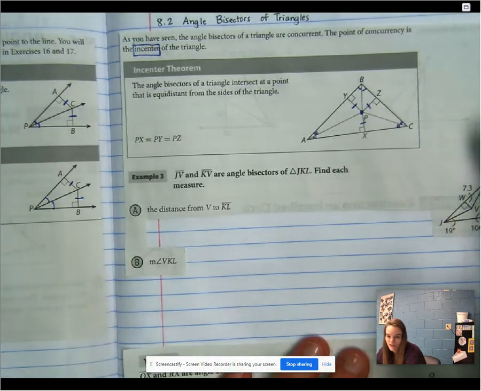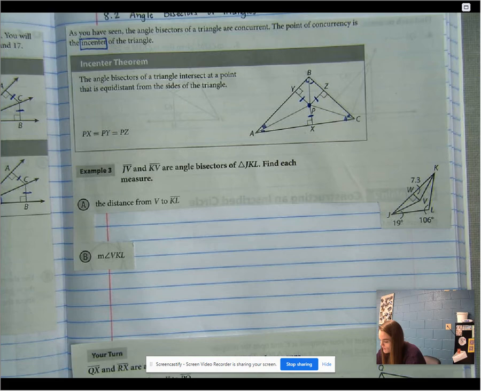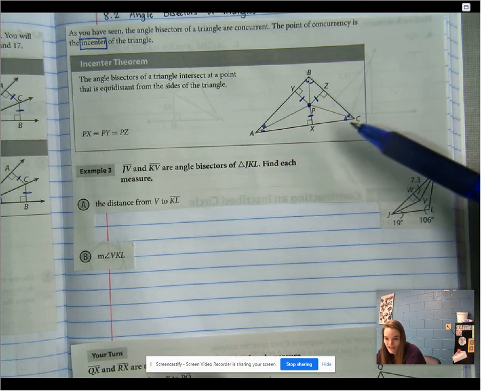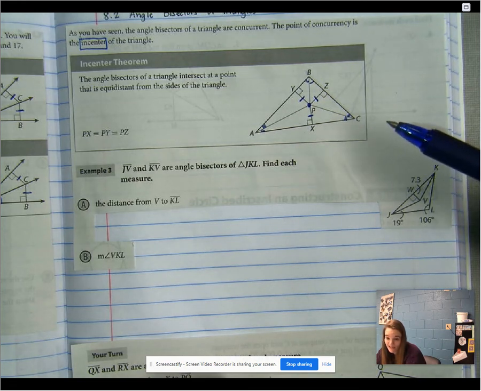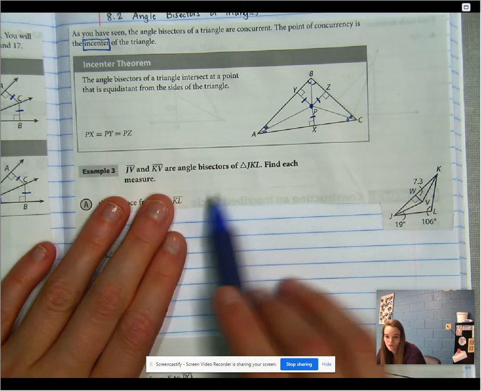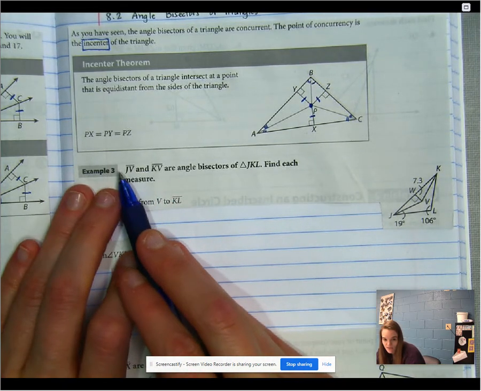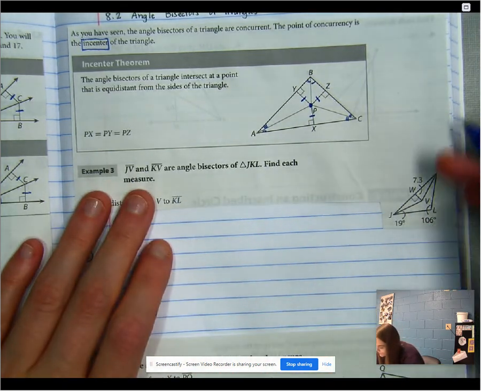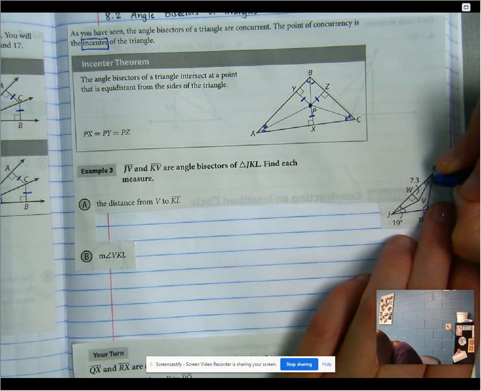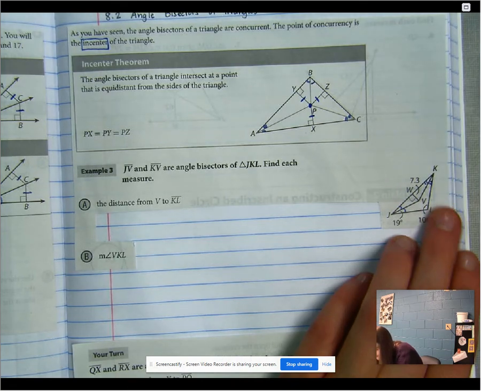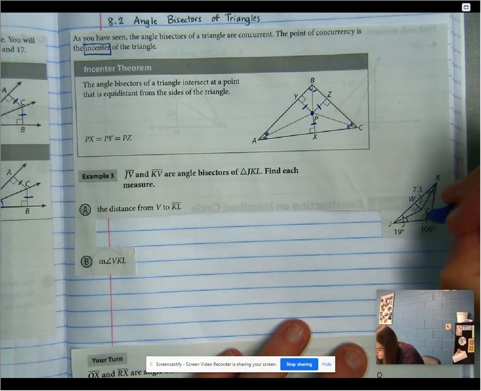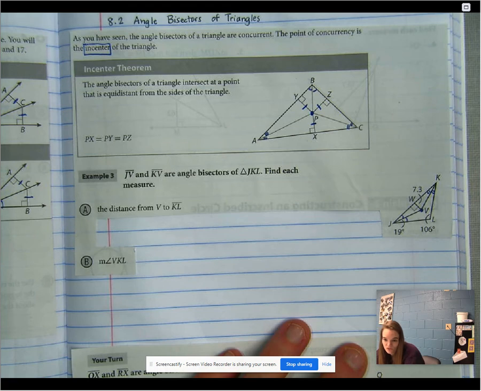So, example 3. Let's look at the picture first. In these pictures, they do not include every single piece here. So we have to think about what's going on, because they're not going to create every piece, because it gets very messy very quick, okay? So before we even look at what we're solving, we need to think about this. JV and KV are angle bisectors. This means these two are congruent and these two are congruent, okay? Find each measure. Since these are angle bisectors, V is the incenter.